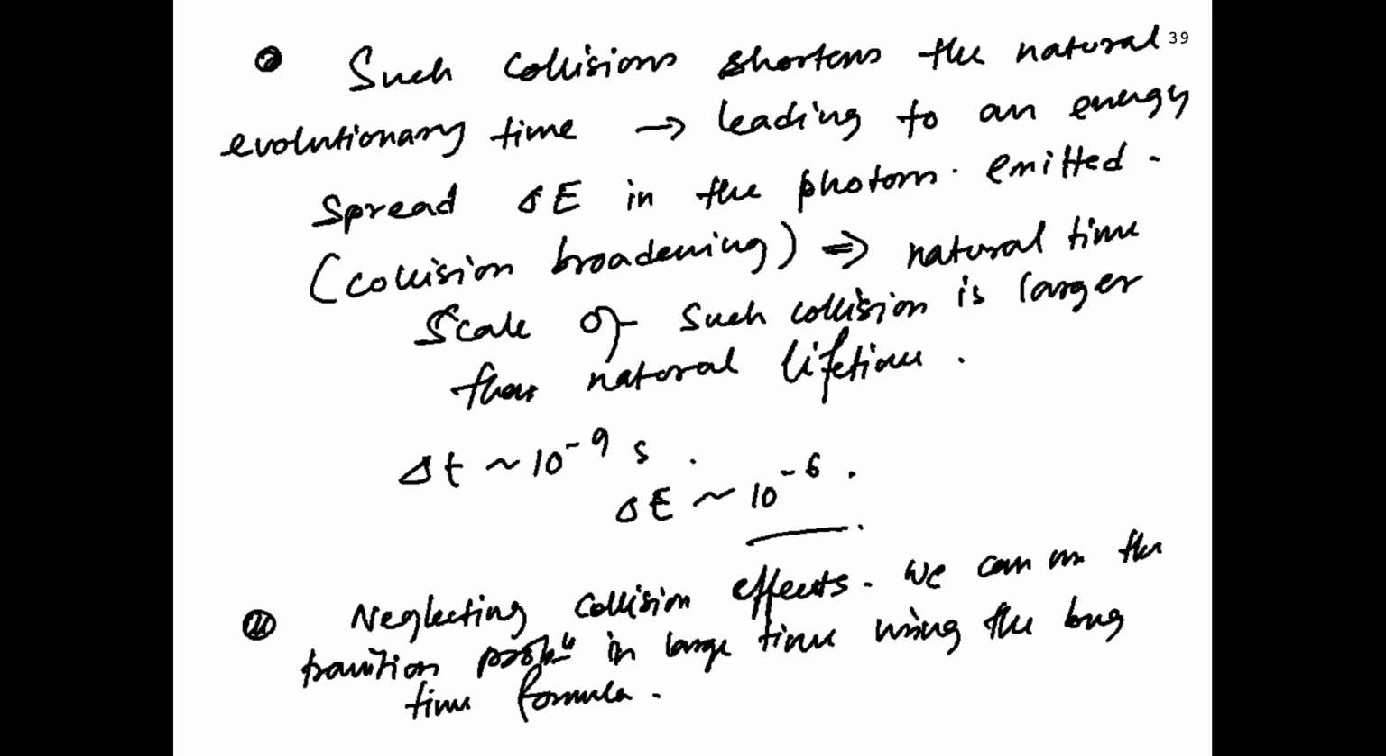So then that naturally shortens the evolution time of the system, and that leads to an energy spread delta E in the photons. And this thing is called collision broadening. So this can be estimated and observed.